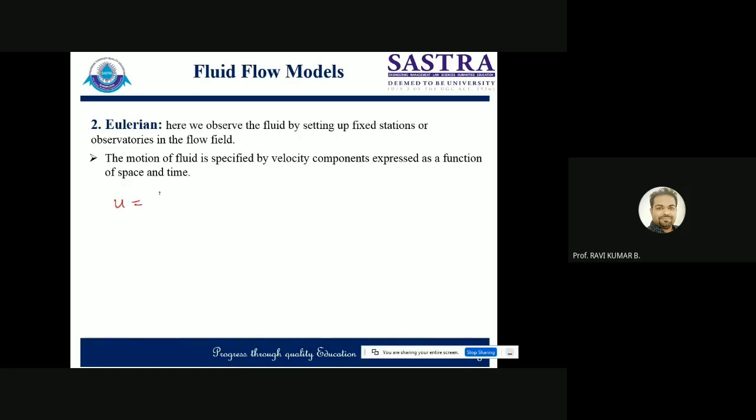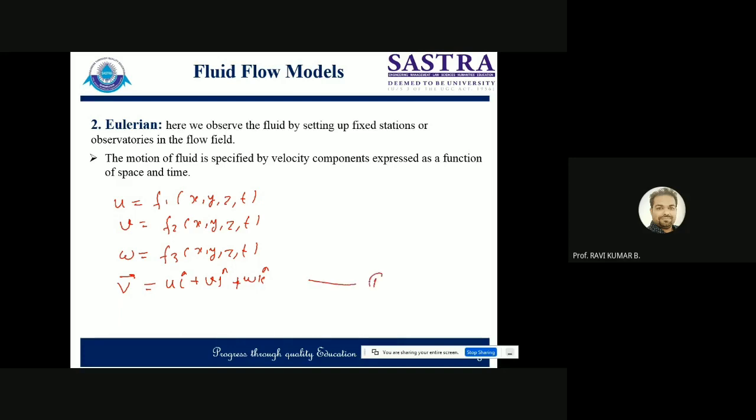So if I say u is a function of the space coordinates x, y, z, and t. Similarly, v, this is small v, is a function of x, y, z, and t. Similarly, w is a function of x, y, z, and t. So you can connect all these to get the resultant velocity vector: ui plus vj plus wk. So this is what you got. This is called the resultant velocity vector.